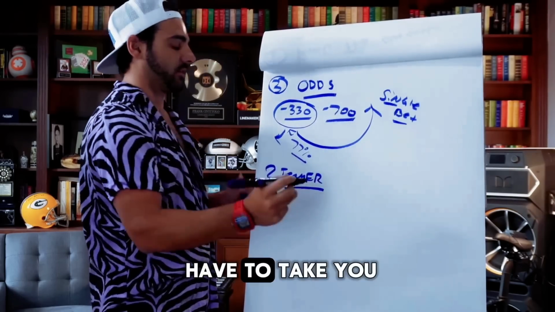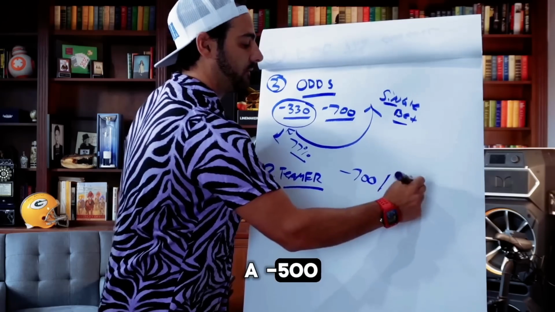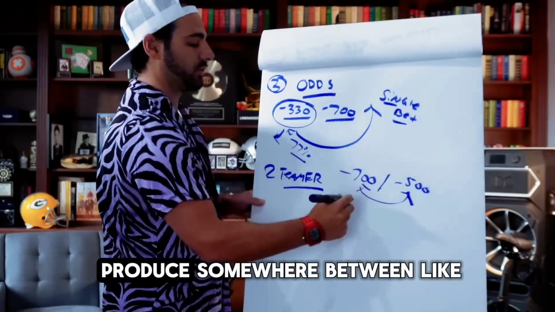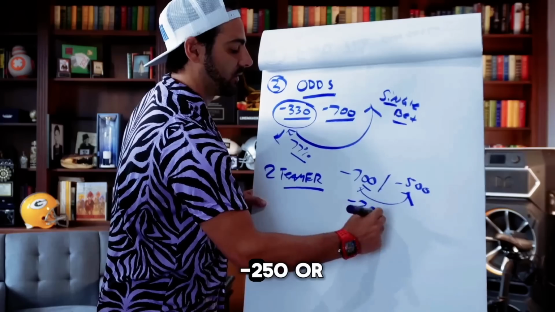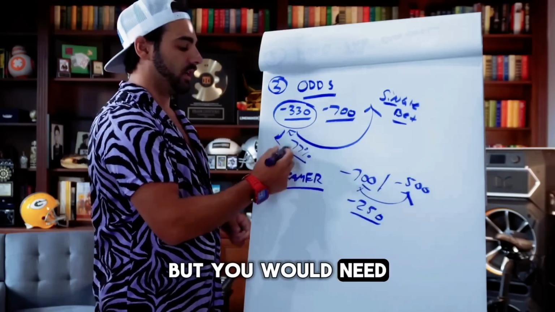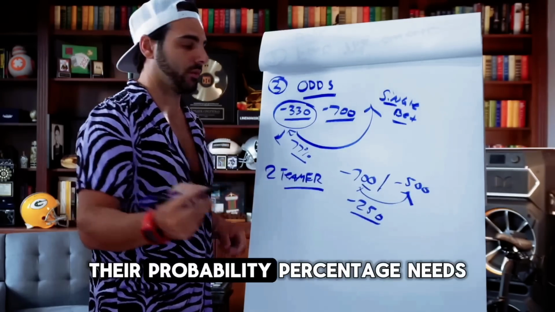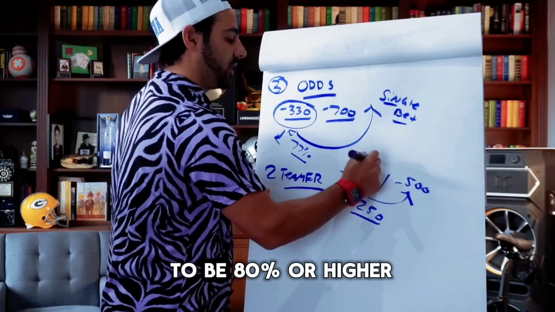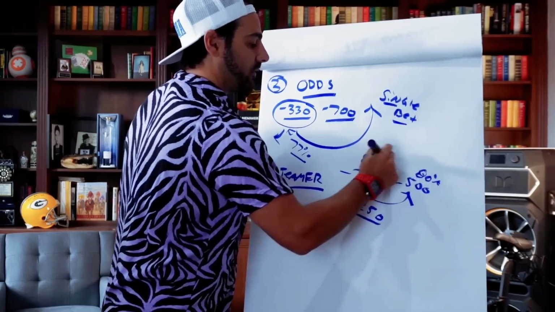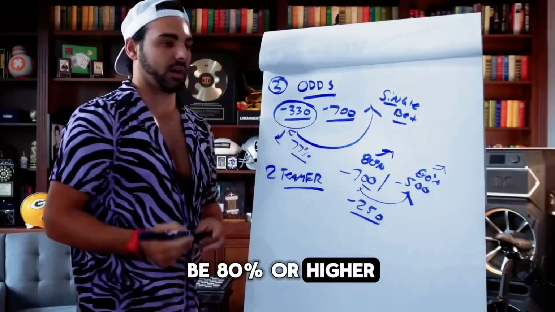Okay, so you would have to take a minus 700 with a minus 500, put those together, and that would probably produce somewhere between like minus 250 or whatnot, something in that range, maybe even less. Okay, but you would need to make sure as well, if you're going to do this, that those hitters' probability percentage needs to be 80% or higher. All right?